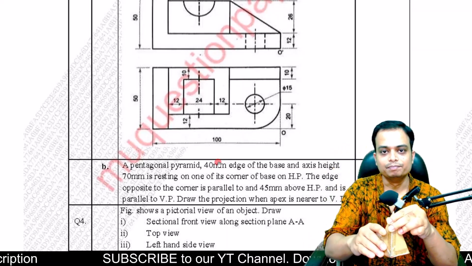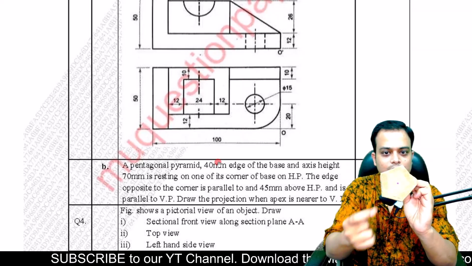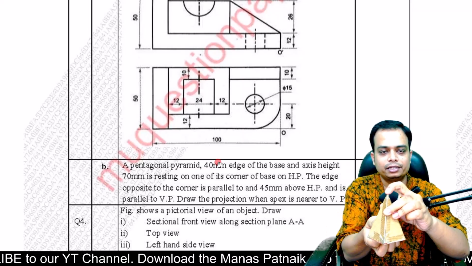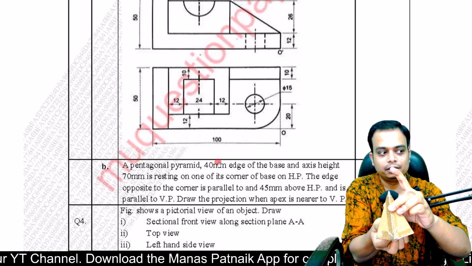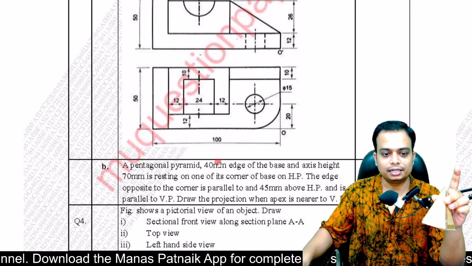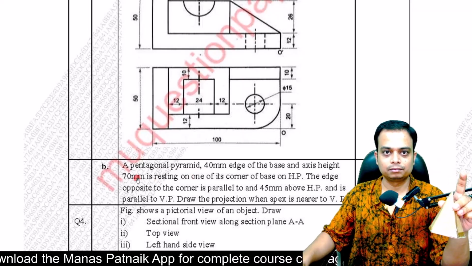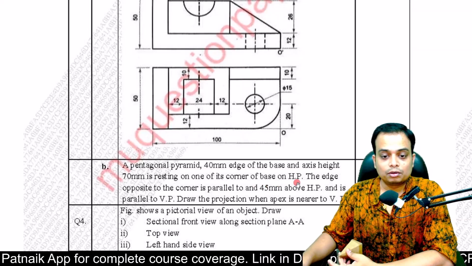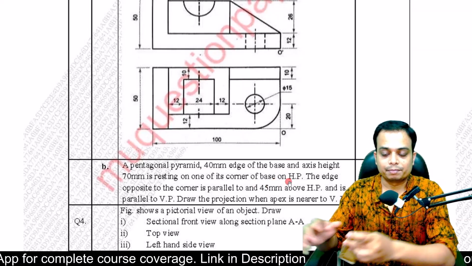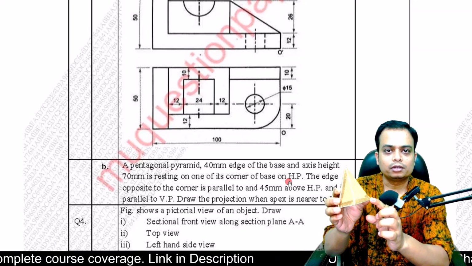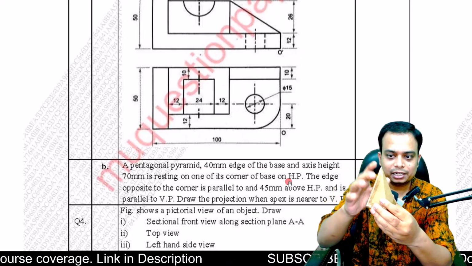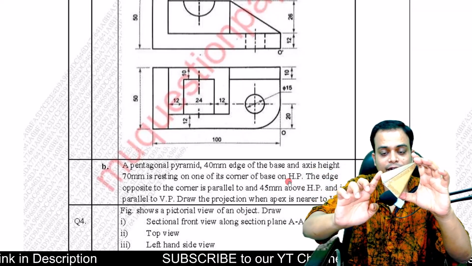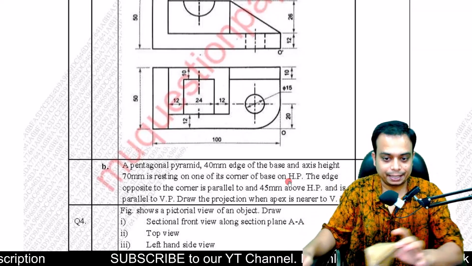Very well. Secondly, if you watch carefully, there is a small dot that I have made. This is the center of the base, and this point is the pinnacle or the apex. The distance between these 2 points is 70 millimeters, also known as axis, resting on one of the corners of base on HP. Any one corner you can choose, and the entire solid is resting on this corner, which essentially means that the remaining 4 corners will be up in the air.